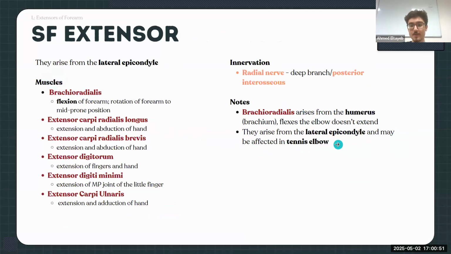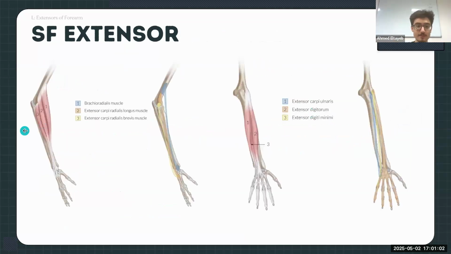We have also, because it's the lateral epicondyle, remember epicondylitis? We also have lateral epicondylitis, which we call the tennis elbow. We're gonna talk more about it later.